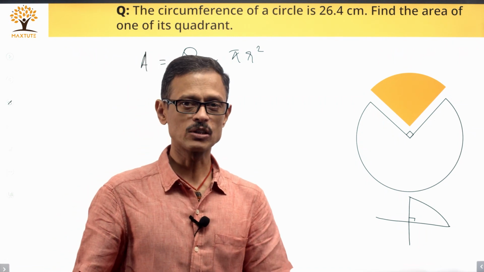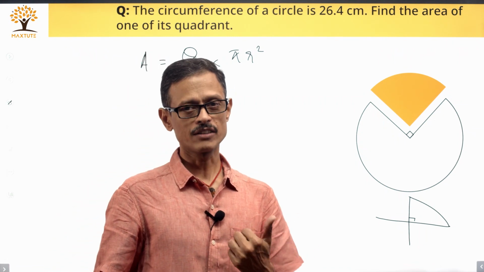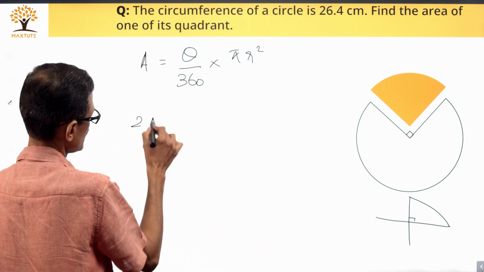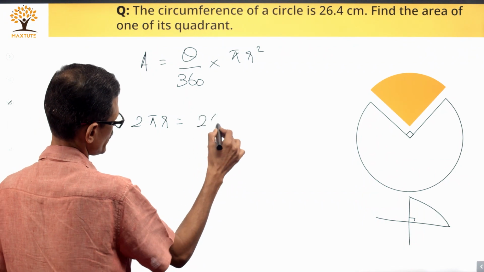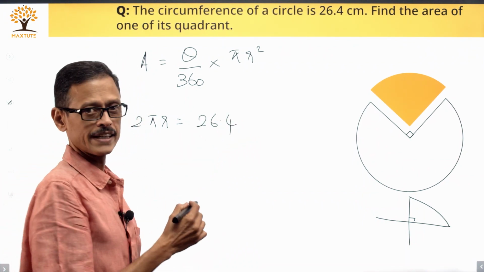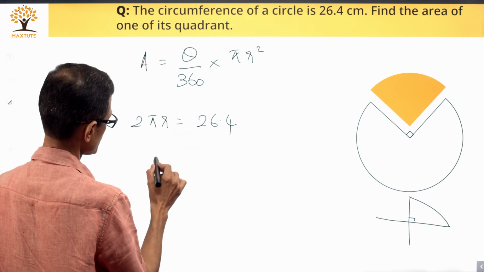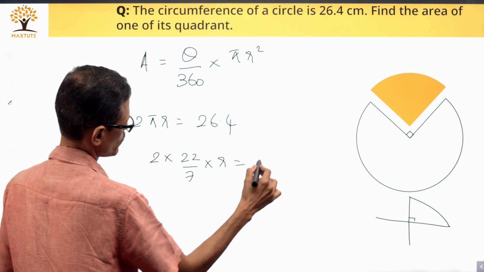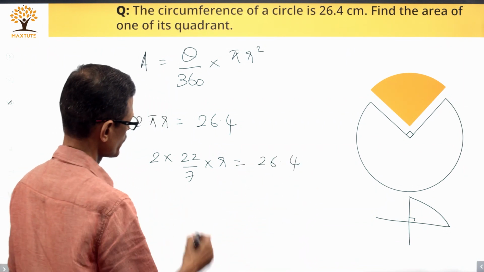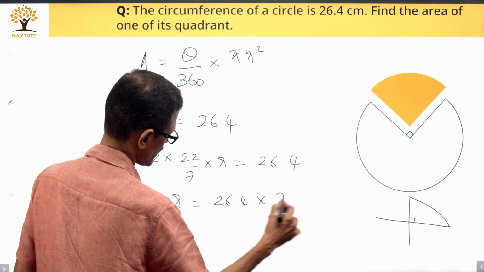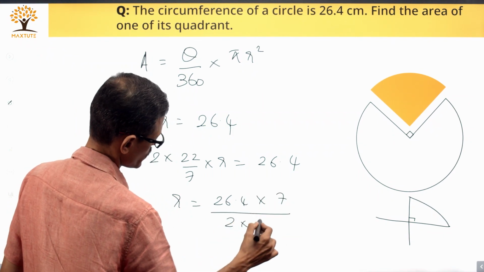Radius is not directly given to us, but what is given instead is circumference. So using circumference, right, circumference of a circle 2 pi r is equal to 26.4 is what we have. So step 1 for us is to compute the value of radius. Take pi to be equal to 22 by 7. So 2 into 22 by 7 times r is equal to 26.4. So r is equal to 26.4 into 7 divided by 2 times 22.